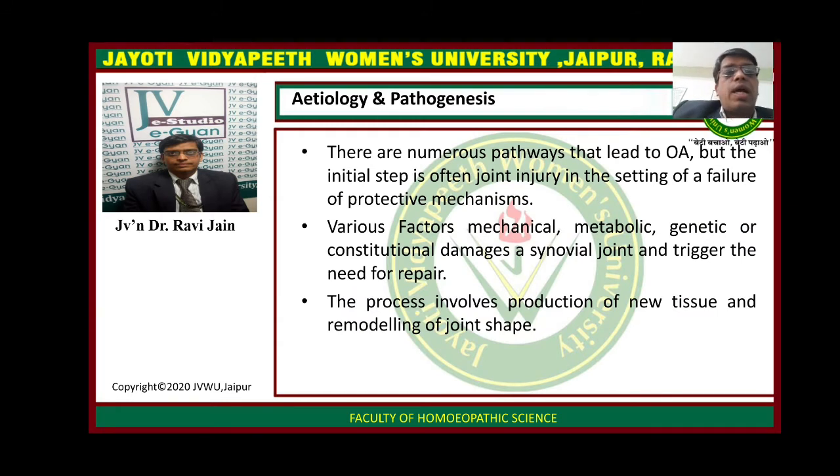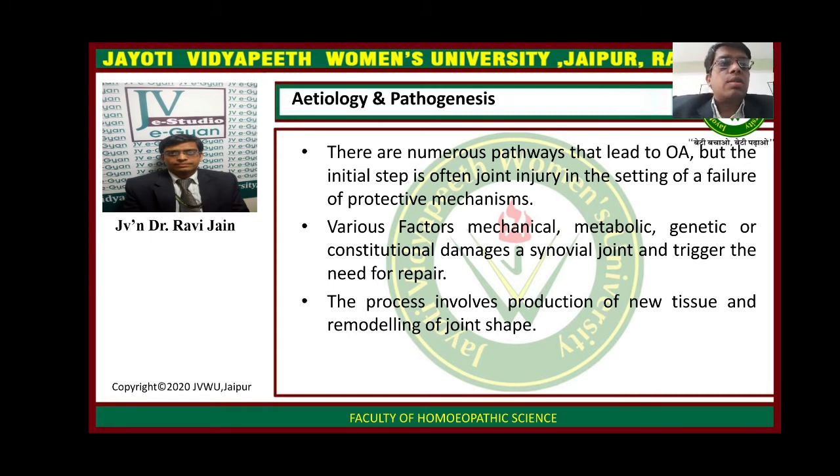Now, what is the etiology and pathogenesis of osteoarthritis? There are numerous pathways that lead to osteoarthritis, but the initial step is often joint injury in the setting of a failure of protective mechanism. So first of all, what is happening in development of osteoarthritis is basically a joint injury in the setting of failure of protective mechanism. So after injury, if the protective mechanism is not set, then it can lead to the development of osteoarthritis.